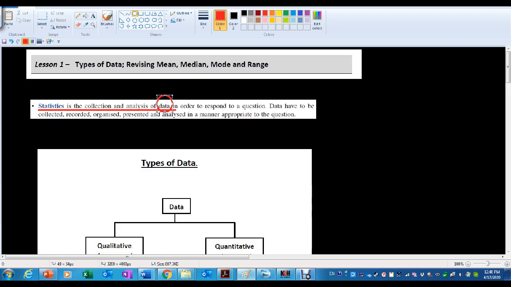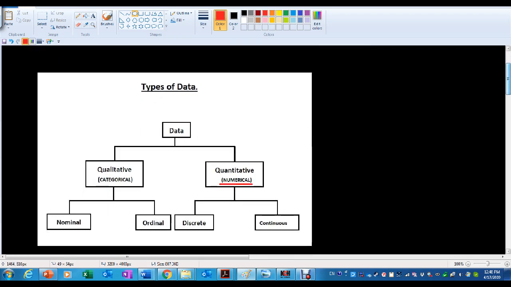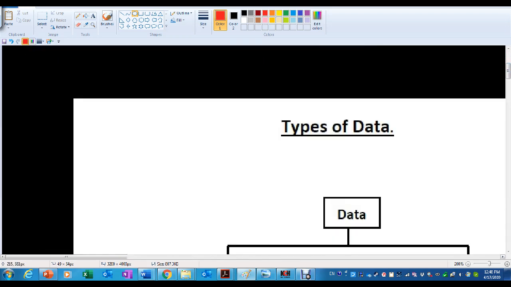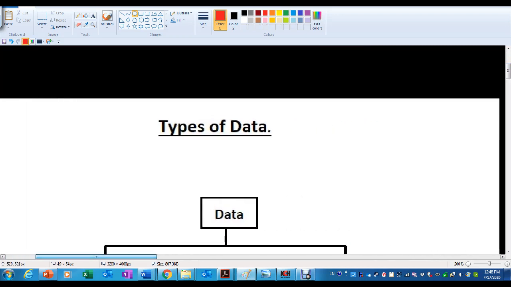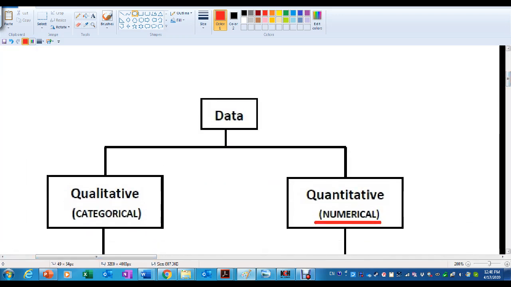So what do we mean by data? Data could be anything. For example, it could be a questionnaire that asks you about the number of phone calls you receive each day. It could be a questionnaire about the grade you get in your math and other subjects. So we need to understand what types of data we are going to collect. To start with, there are two major types of data.